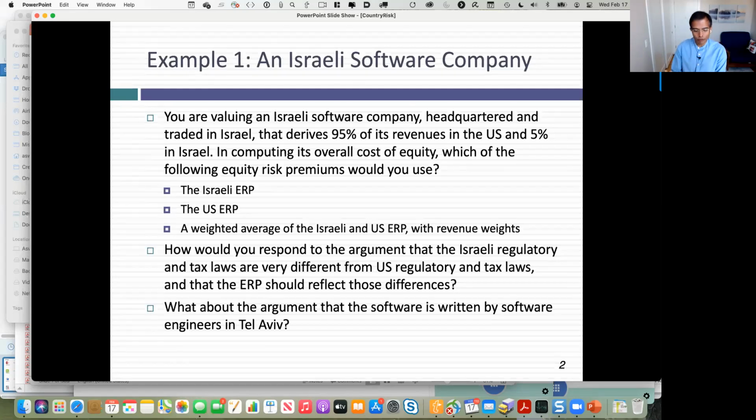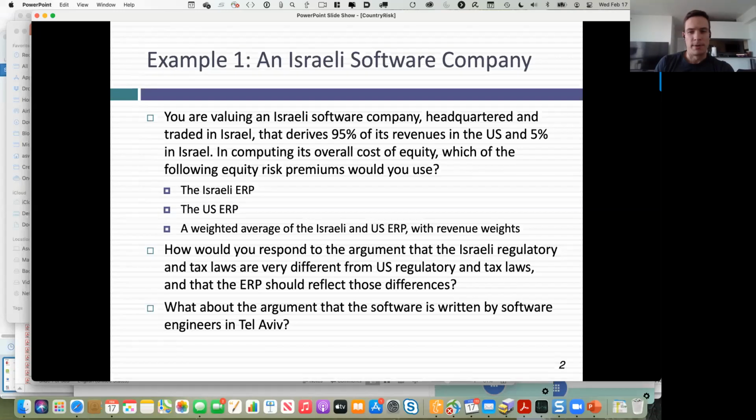Let's assume the regulatory framework in Israel is very different from the regulatory framework in the US, and since they're an Israel-based company, they're covered by that regulatory framework. Or the bulk of the people who are writing the software are based in Tel Aviv. They're Israeli software engineers. Should that be somewhere in the mix? When you say weighted average, I'm assuming you're using the revenues, but all of the stuff they do to create the business comes from the software engineers and the regulatory framework. Would that change your answer?